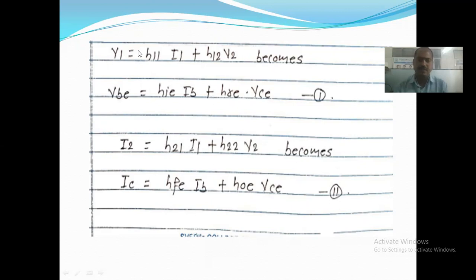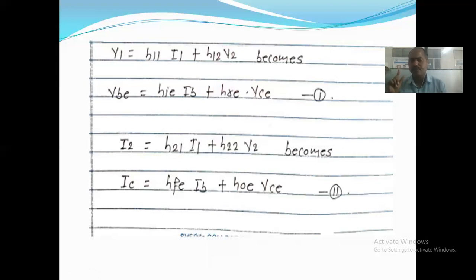Okay. See, we know that there are two basic equations with respect to the H parameter network. There is a generalized equation relating dependent and independent variables, but there are two dependent variables and two independent variables. So we know that V1 and I2 are the dependent variables, and there should be two equations: one with respect to V1 and one with respect to I2.